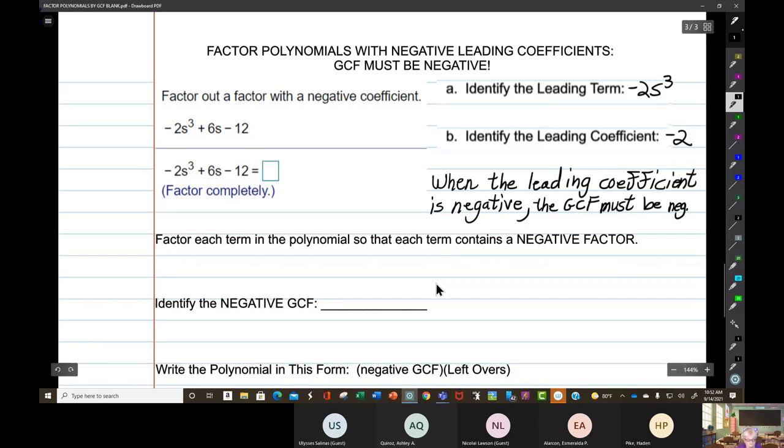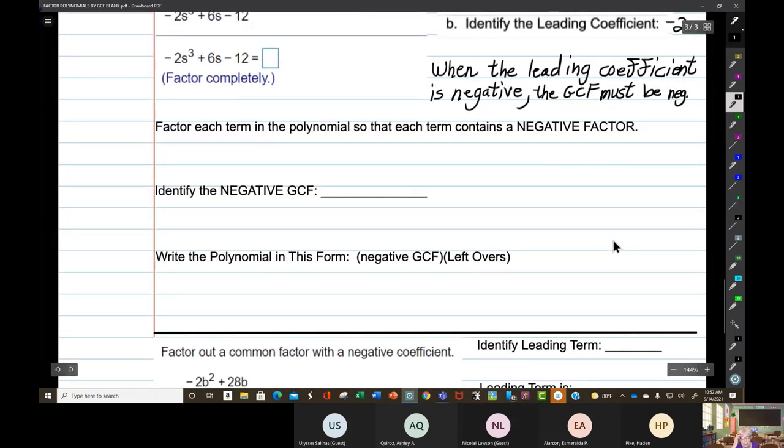All right, now we are going to factor each term in this polynomial so that each term contains a negative factor. Well, first, let's just break it down. We're going to have negative 2 times s times s times s plus 2 times 3 times s minus 12. 12 is 2 times 6, and 6 is 2 times 3. Okay. So 2 times 2 times 3.